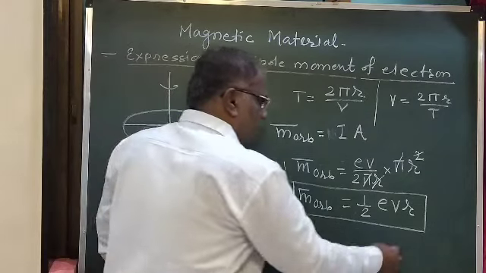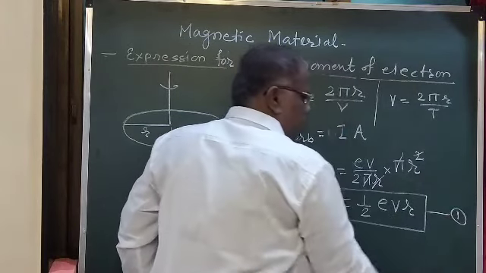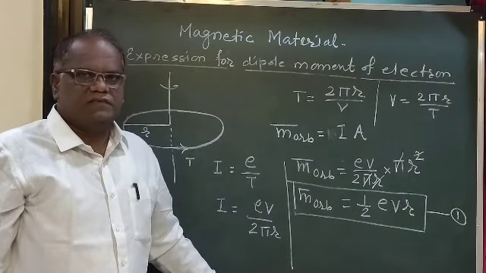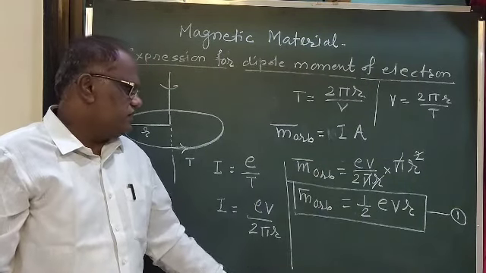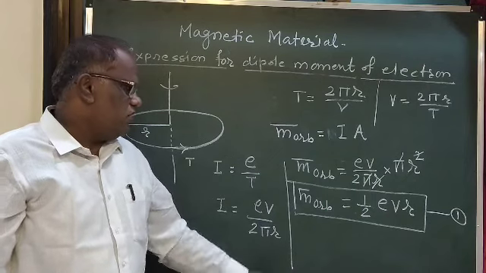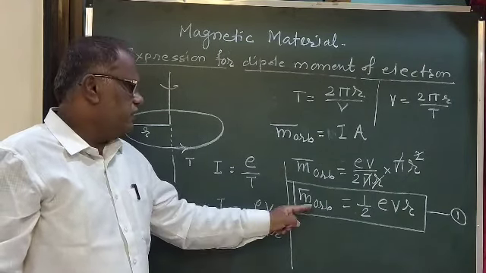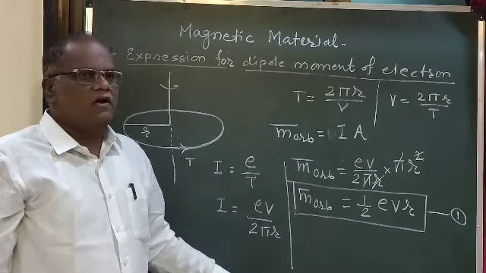We have to obtain different types of equation. This is the first equation. By using this equation, we can find out the orbital magnetic moment or dipole moment of electron in an orbit of an atom.